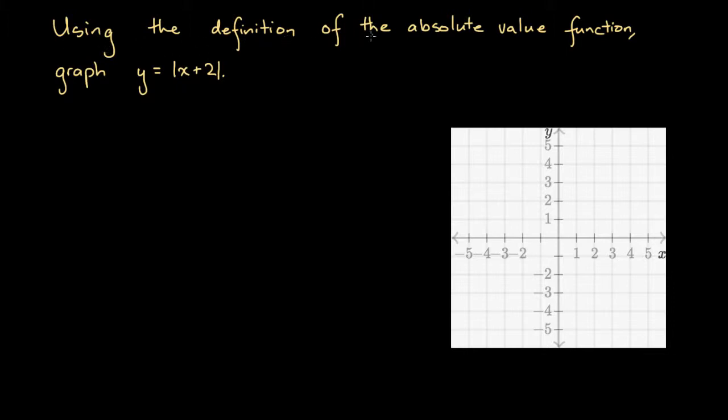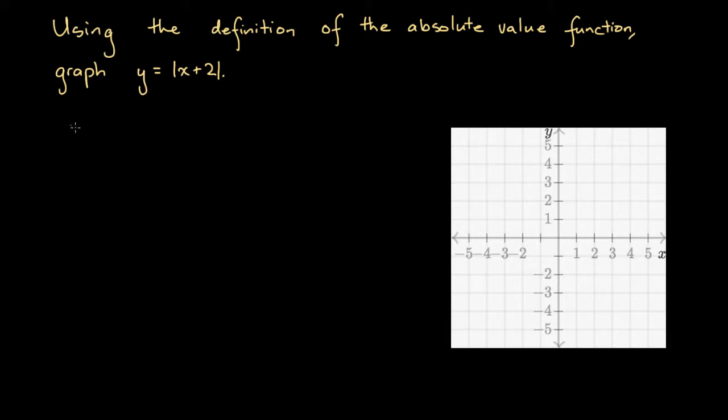Using the definition of the absolute value function, graph y equals the absolute value of x plus 2. Okay, well, in order to go about finding the answer to this question, we need to recall what the definition of the absolute value function is.